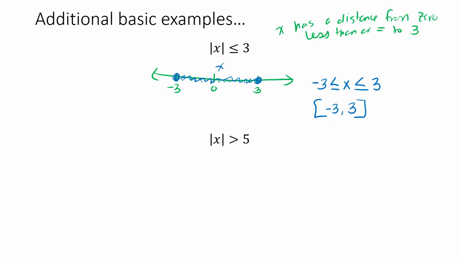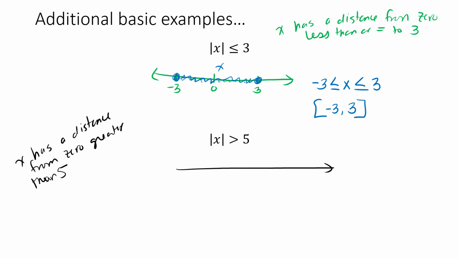Now, next example. We have the absolute value of x is now greater than 5. So we want to interpret that. X has a distance from 0 greater than 5. That got kind of messy there, sorry about that. Greater than 5.